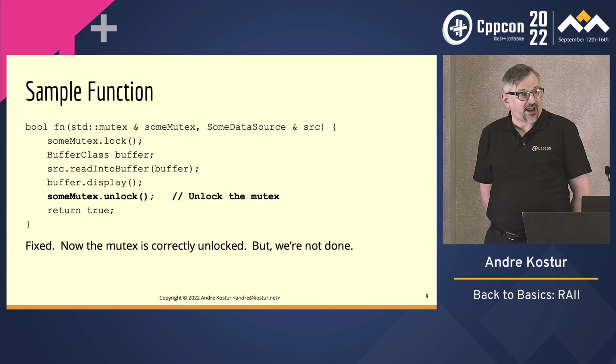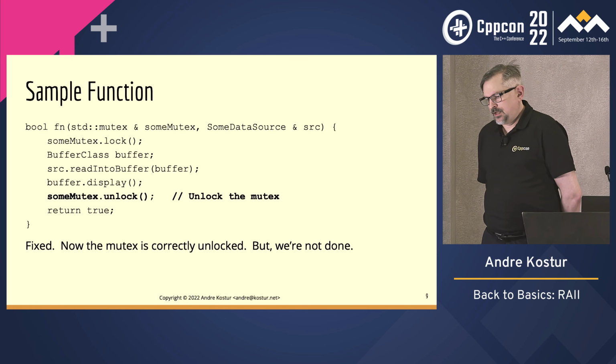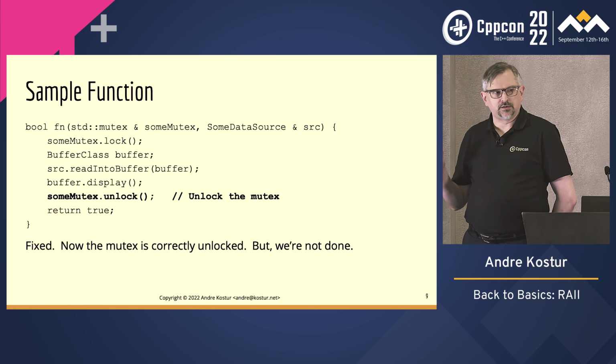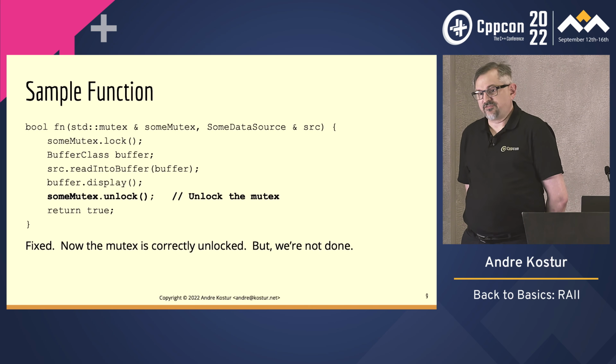Easy enough to fix. I can add the unlock. We're good, right? Lock, unlock. But as you may notice, this function returns a bool, because it might fail expectedly, that read into the buffer, for example. I want to now test to make sure that, if I fail to read, I return false for my function.